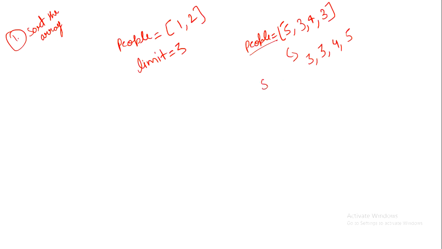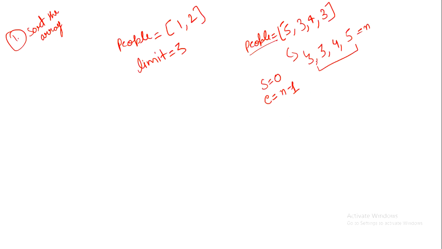Next we can use a two pointers approach. What is this? Let's take a variable s which will point to the first index of the array. So let us initialize it with 0, and another variable e which will point to the last index of the array. So let us suppose that the size of the array is n, so e is assigned as n minus 1, right?